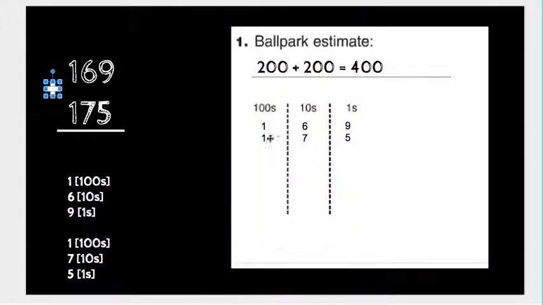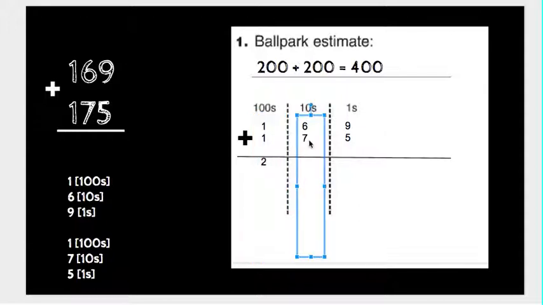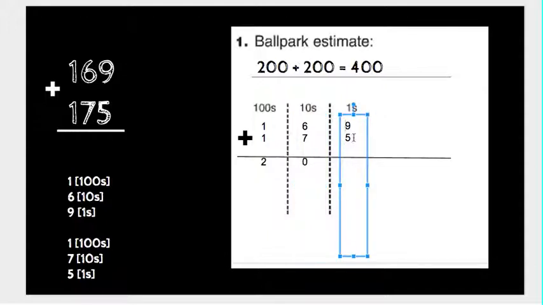Don't forget that we need our little addition sign. I'm going to make it black for you, and I'm also going to draw a line down below so you know what we're adding together. It's time to do our partial sums. So let's start with the 100s. 1 100 plus 1 100 would be 2 100s, so I'm going to put a 2 down below. And nothing in the 10s yet, and nothing in the 1s because we're just adding together the 100s.